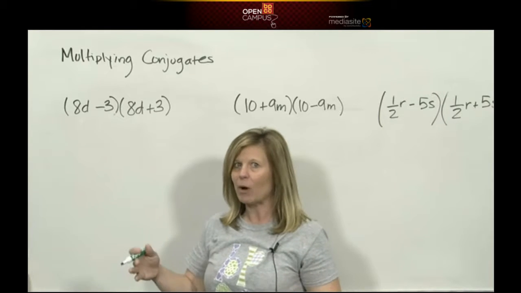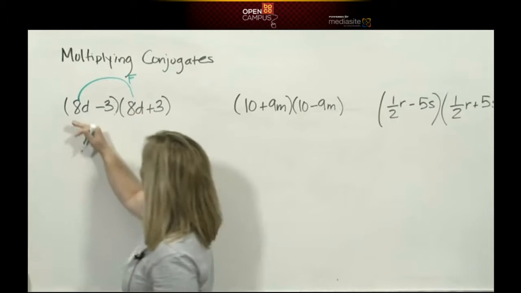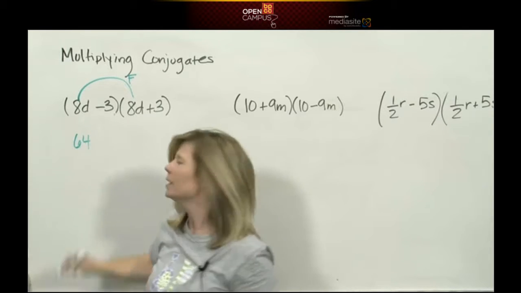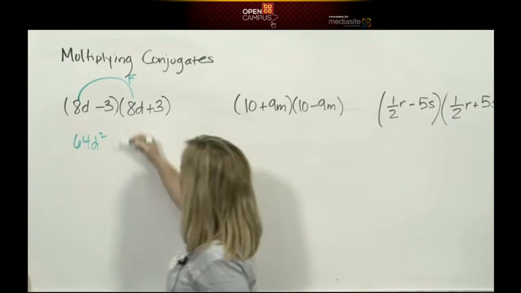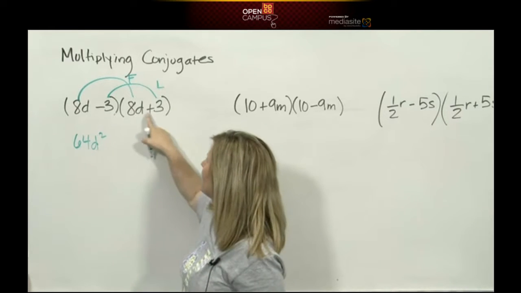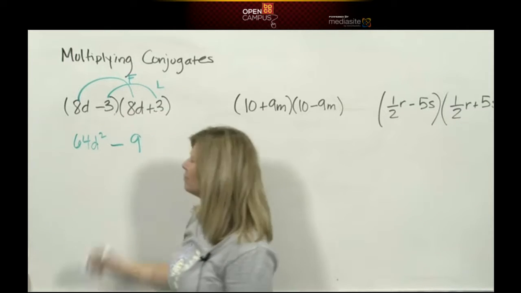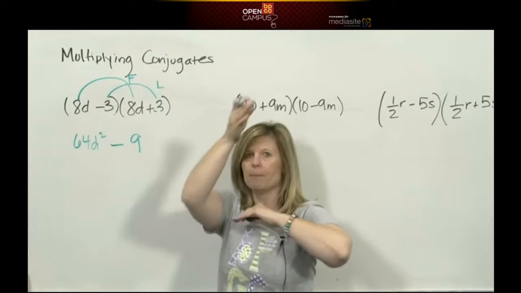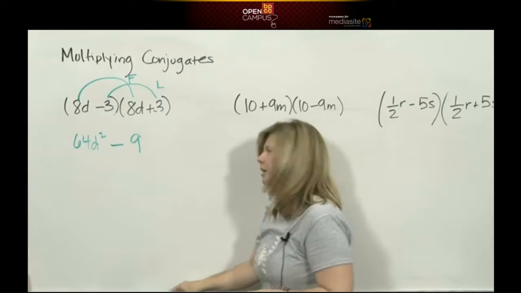So everybody watch, I'm going to make rainbows. First would be the 8d times the 8d. So let's go. What's 8 times 8? 64. What's d times d? D squared. Then you'd multiply what's last. So last would be negative 3 times positive 3. So a negative times a positive is always going to be a negative, and 3 times 3 is 9. And there you go. You don't have to do it vertically because the middle column would be guaranteed to cancel out.